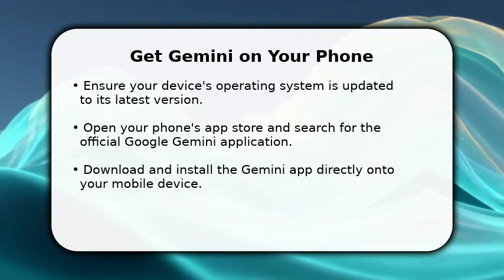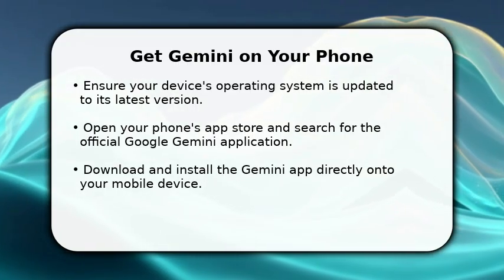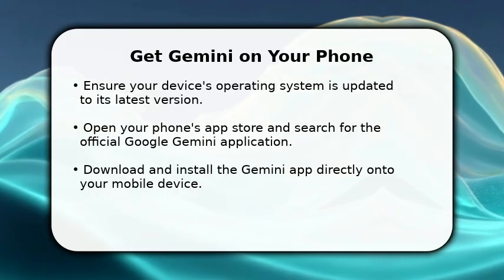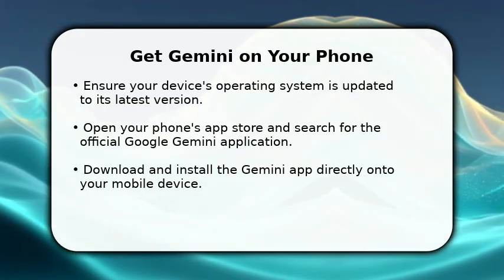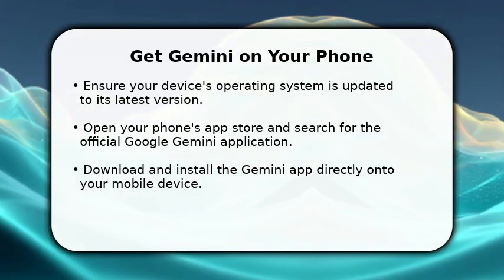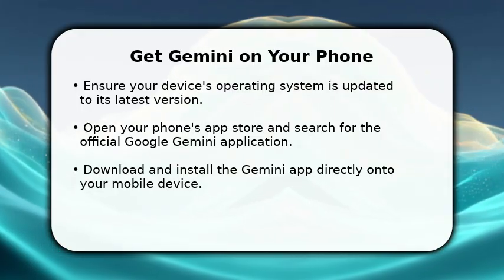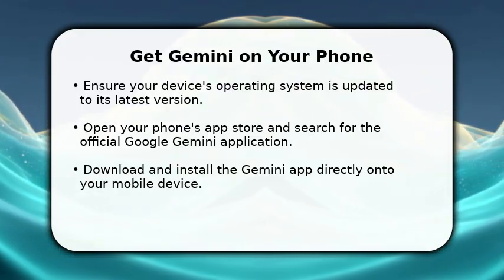Next, open your phone's App Store, whether it's the Google Play Store or Apple App Store, and search for the official Google Gemini application. Once found, proceed to download and install it directly onto your mobile device. This process usually takes just a few moments.